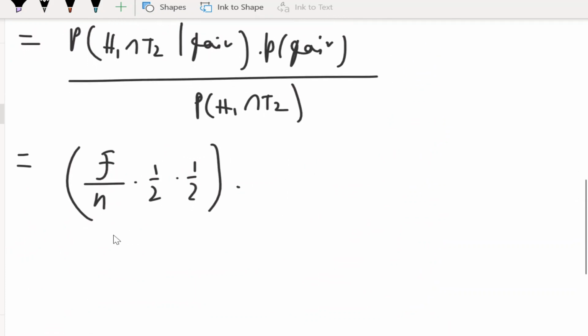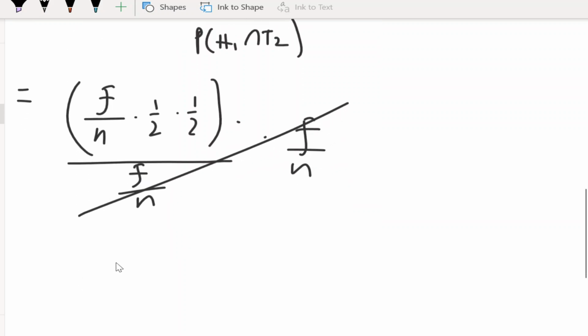Oh, sorry, I completely forgot. We have to deal with, let's write P of H1T2 given fair, because it's given, right? So we have to divide by the probability of fair. And times F over N, you'll see that they cancel.